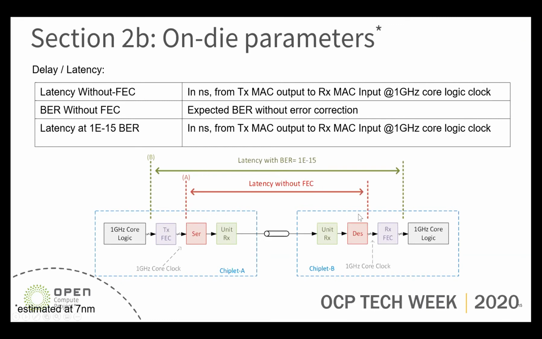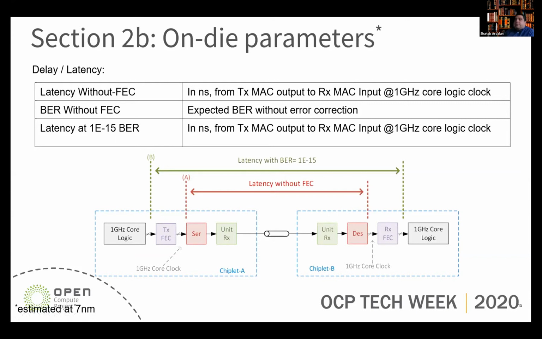Since we know some of this bit error rate that we are measuring may not be enough for the application, we decided to fix the bit error rate at 10 to the power of minus 15, or 1e minus 15. And we measure latency based on this required bit error rate. Then this is the judgment for the PHY provider to see if they need FEC to achieve this kind of bit error rate or not.